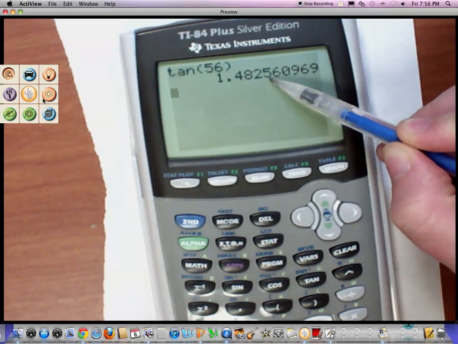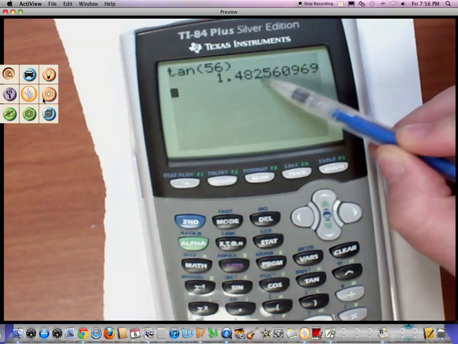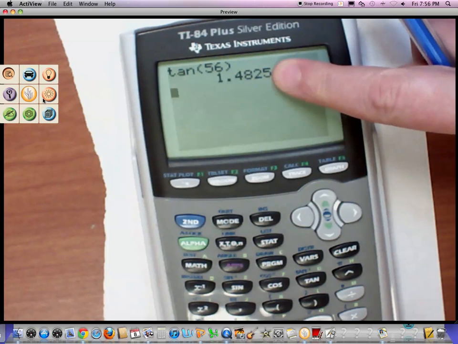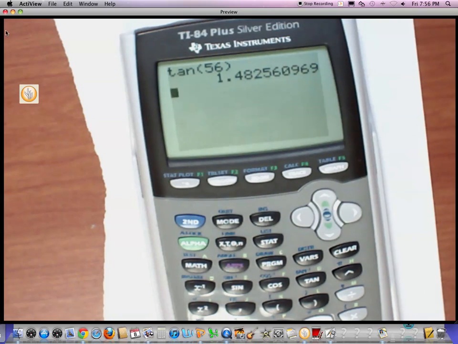1.4826. And I'm not going to write that down. You guys are all looking at it. 1.4826, because that 5 is going to be moved up to a 6 because of the rules of rounding. Okay, you can write that in your notes.